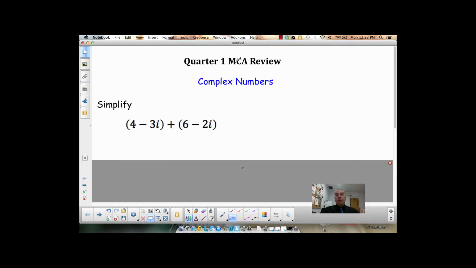Alright, so let's go over some of these problems from the MCA review. Organize them based on what the topic was. So the first one here we're going to deal with are complex numbers. So problem number one, these are all simplify type.